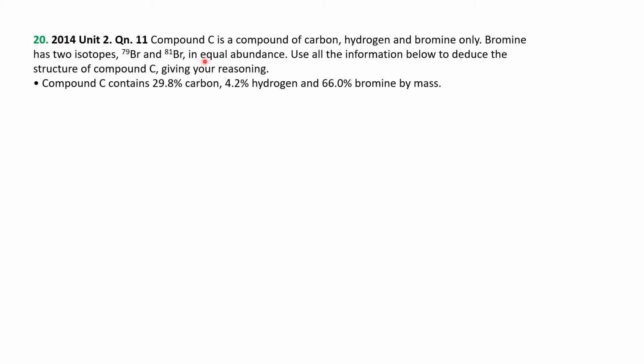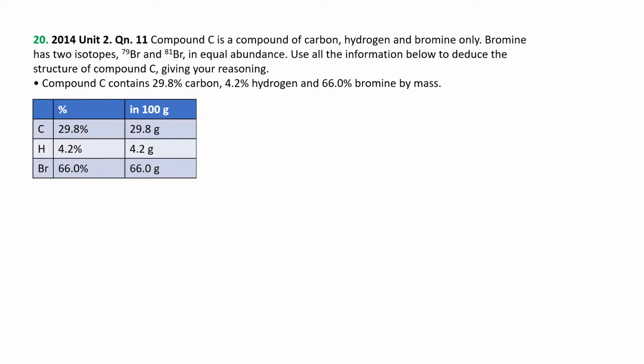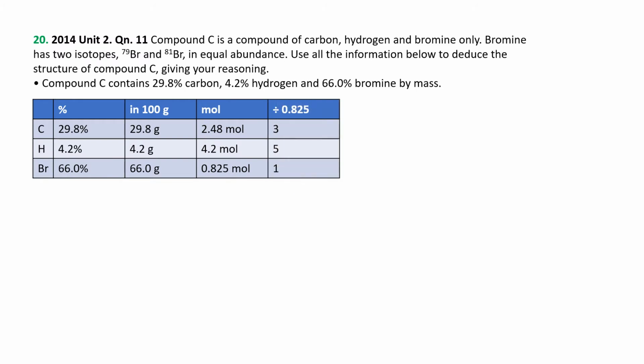We'll take it bit by bit. Compound C, a compound of carbon, hydrogen, bromine only. Bromine's got 2 isotopes, equal abundance. Use all the information below to get the structure, given our reasoning. Well, first of all, we've got enough information to get the empirical formula. Percent to mass, to moles, to ratio. Empirical formula, therefore, is C3H5Br.